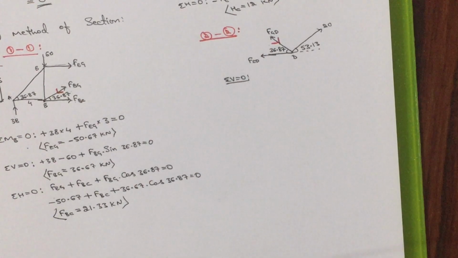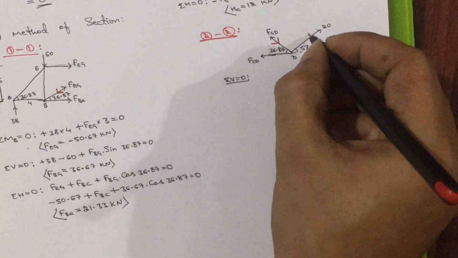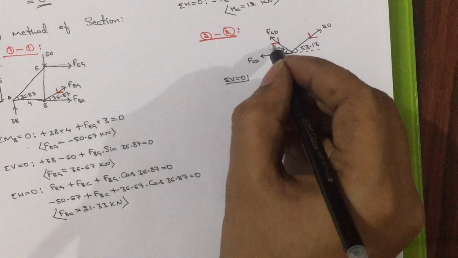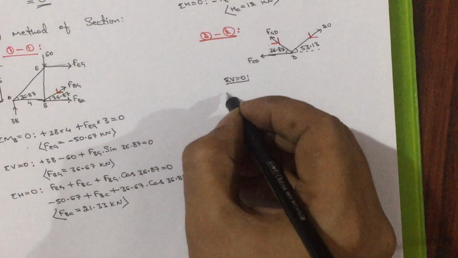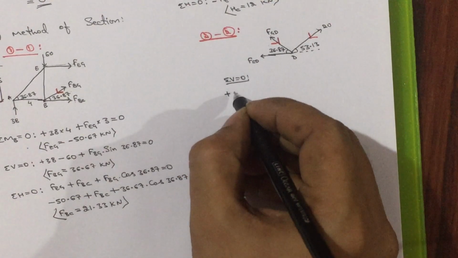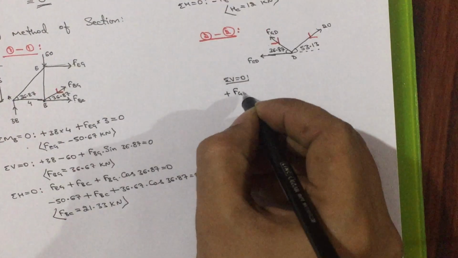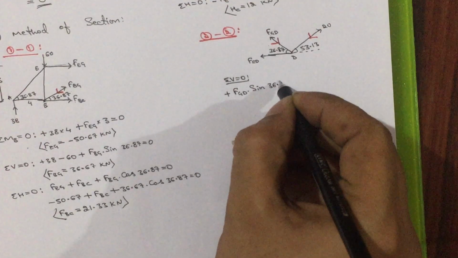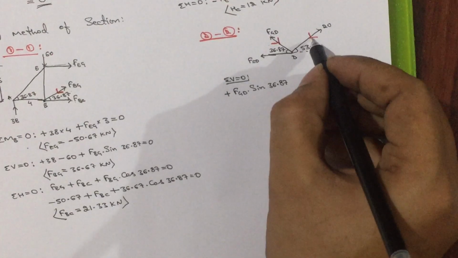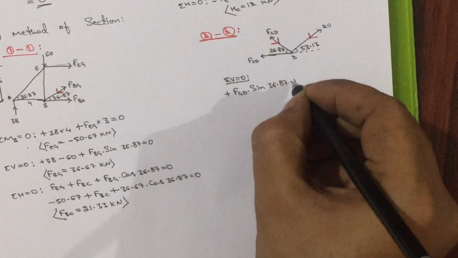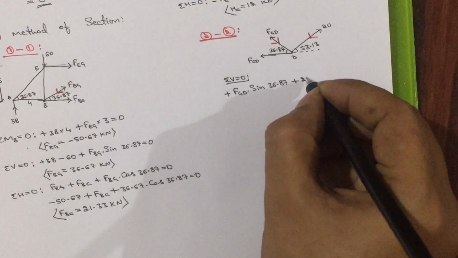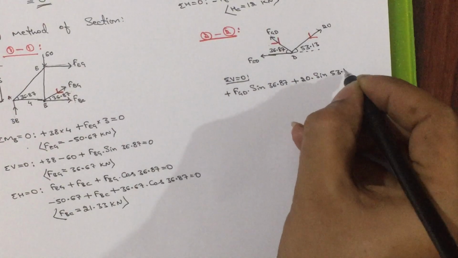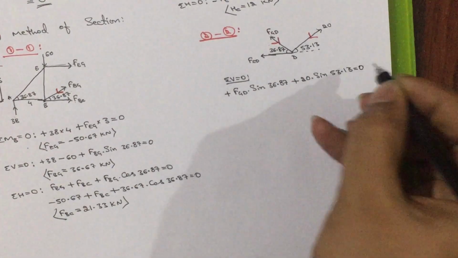Then here also draw nearby horizontal and vertical line. It is horizontal, leave it, horizontal component leave it, vertical component it is moving upward plus. So component is f sin theta, that is FGD into sine of 36.87. Then horizontal component leave it, vertical component going upward, then component is f sin theta, that is 20 into sine of 53.13, that should be equal to 0.